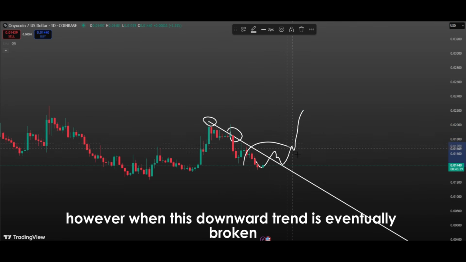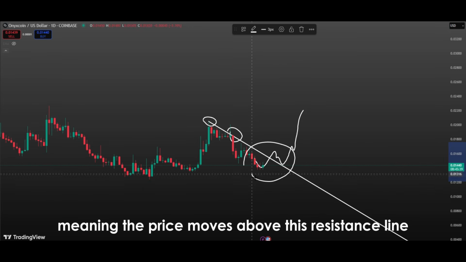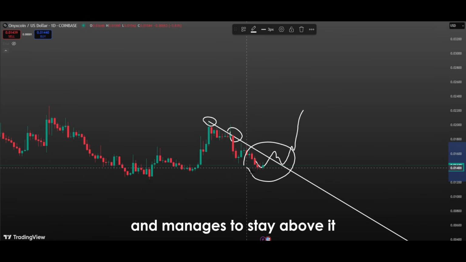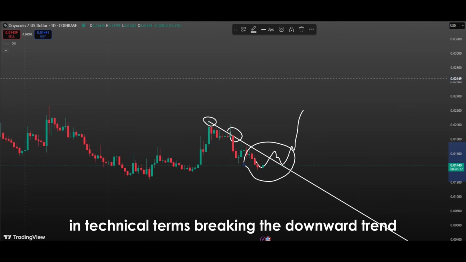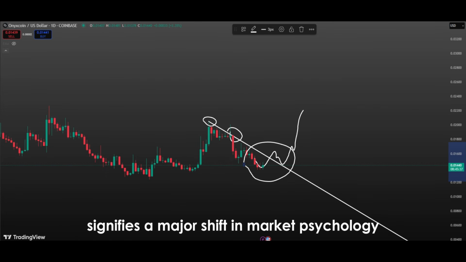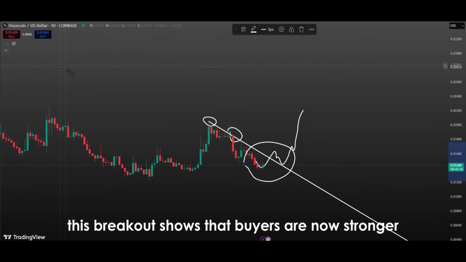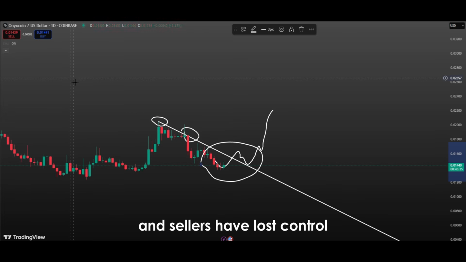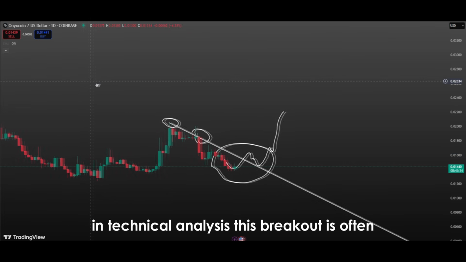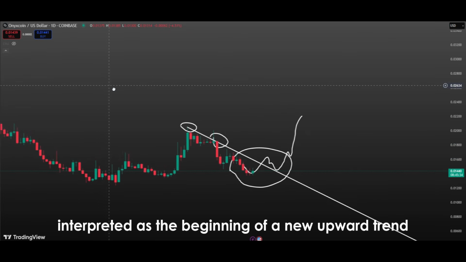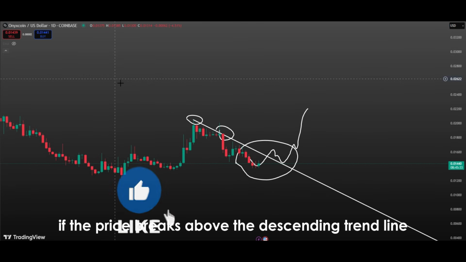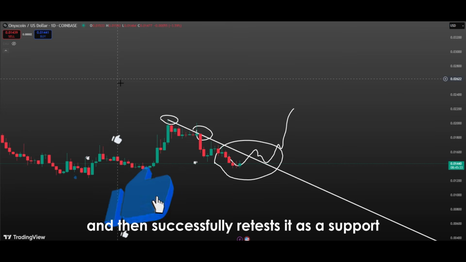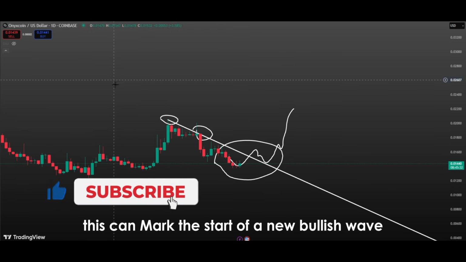However, when this downward trend is eventually broken, meaning the price moves above this resistance line and manages to stay above it, this is considered a very positive development in technical terms. Breaking the downward trend signifies a major shift in market psychology. This breakout shows that buyers are now stronger and sellers have lost control. In technical analysis, this breakout is often interpreted as the beginning of a new upward trend, especially if the price breaks above the descending trend line and then successfully retests it as a support. This can mark the start of a new bullish wave.